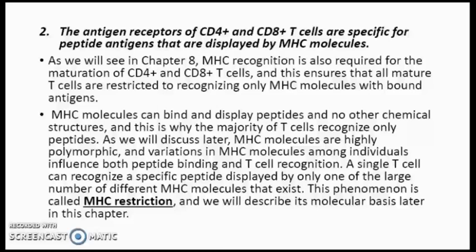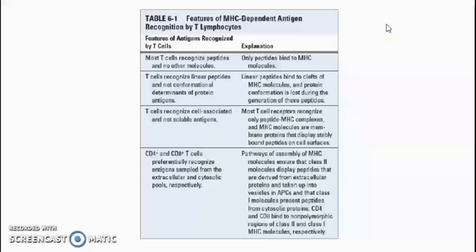As we will discuss later, MHC molecules are highly polymorphic, and variation in MHC molecules among individuals influences both peptide binding and T cell recognition. A single T cell can recognize a specific peptide displayed by only one of the large number of different MHC molecules that exist. This phenomenon is called MHC restriction. The features of MHC-dependent antigen recognition by T lymphocytes.